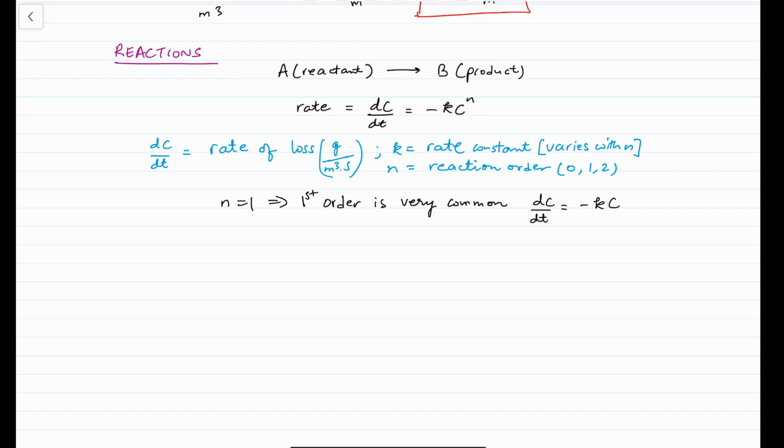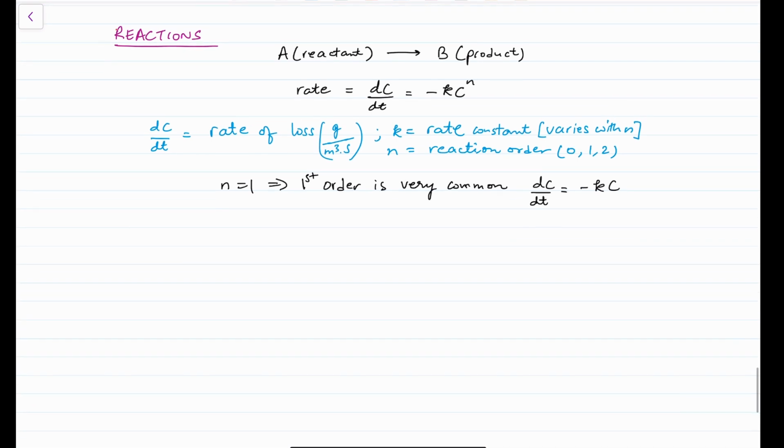And here the k would be the rate constant. The units of k, if you look carefully, for first order decay are 1 per unit time, which could be anything like 1 per minute, 1 per hour, and so forth.